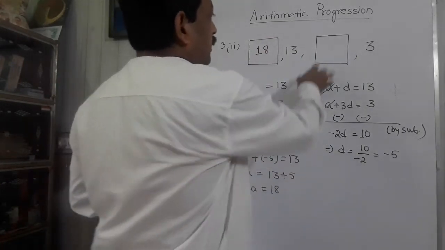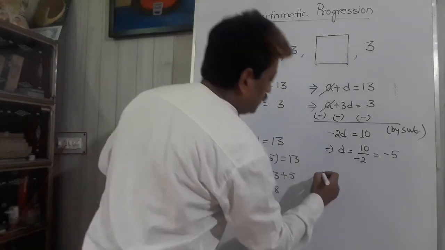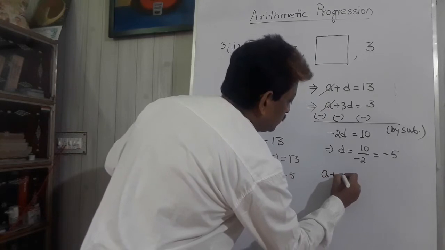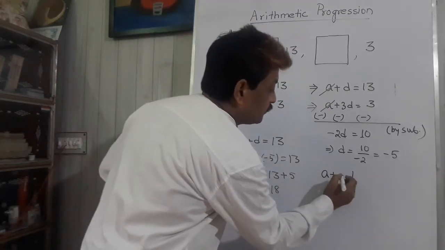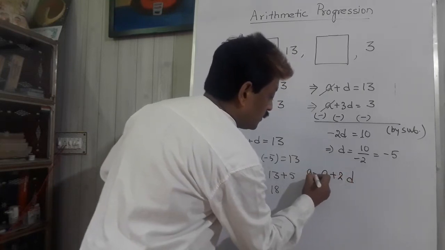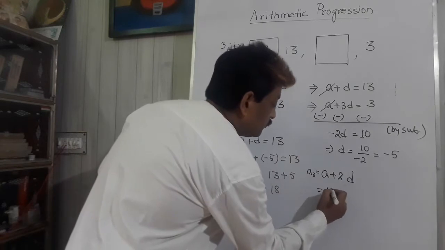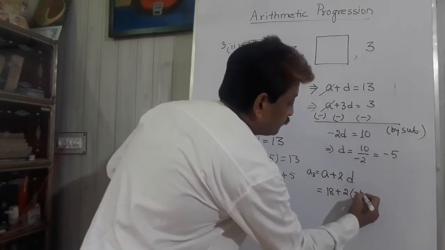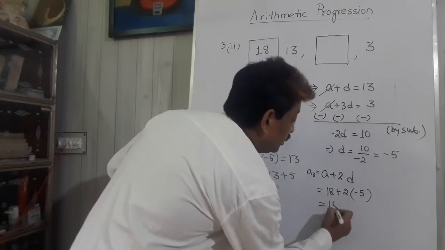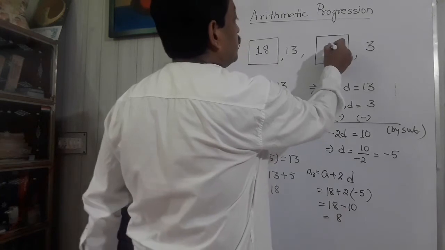Now how to get the third term? What is the formula for the third term? Third term is A plus 3D, sorry, A plus 2D. Third term is equal to A plus 2D. Now A is 18 plus 2 and D is minus 5. So 18 minus 10, that is 8. Therefore the third term is 8.